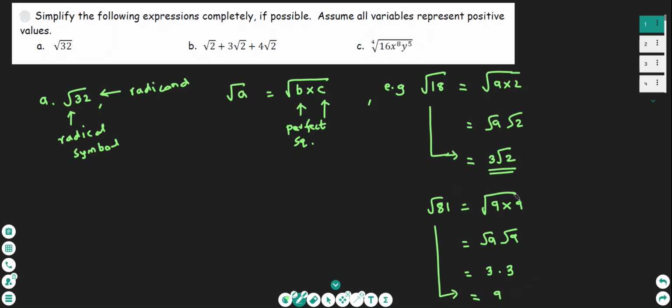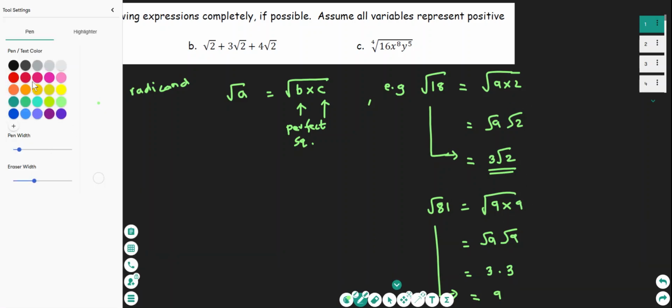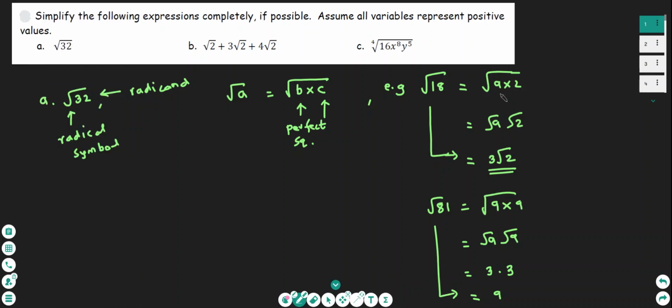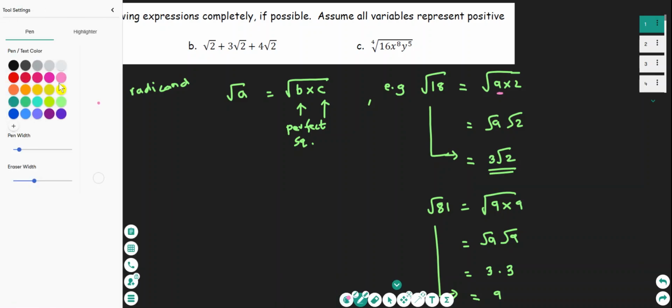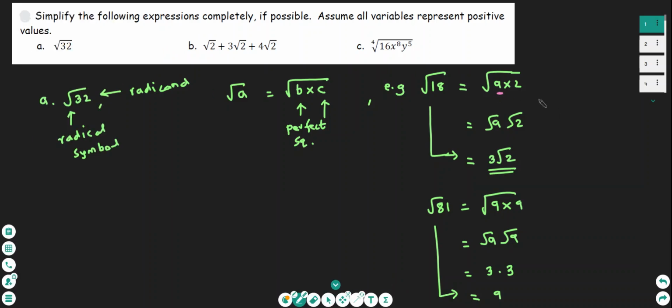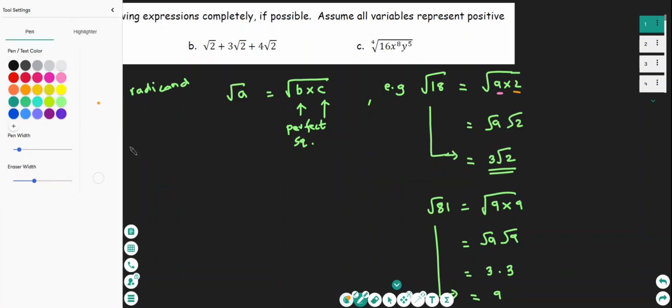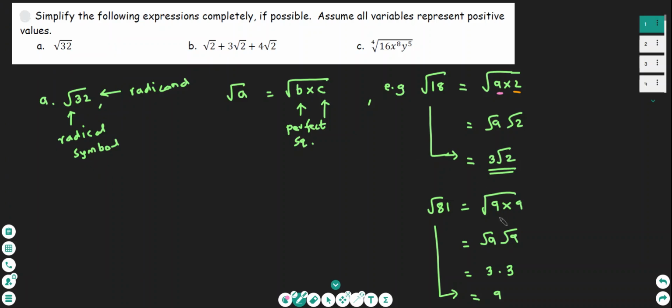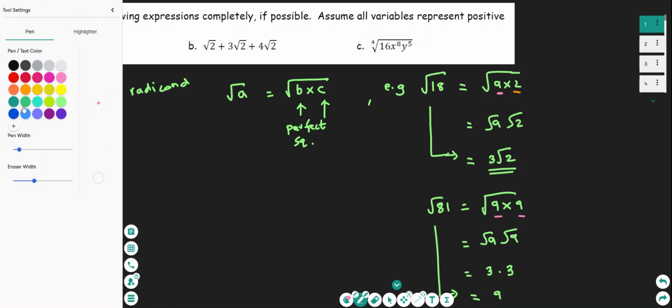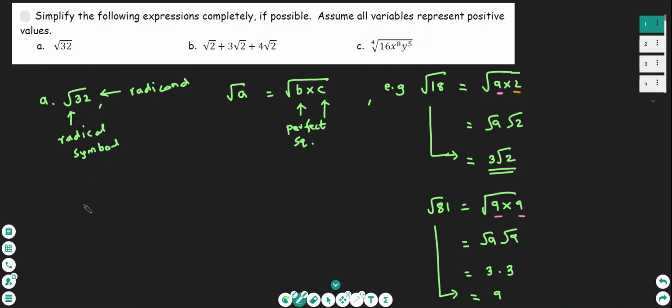So the point here I wanted to let you know is that in the first case, only the 9 is a perfect square number and not the 2. But here in the second example, we saw that both numbers are perfect square numbers. So we will have two possibilities like this. Now let's work on our problem, that is square root of 32.